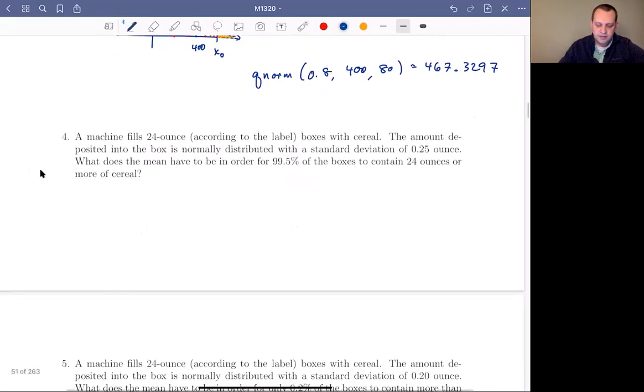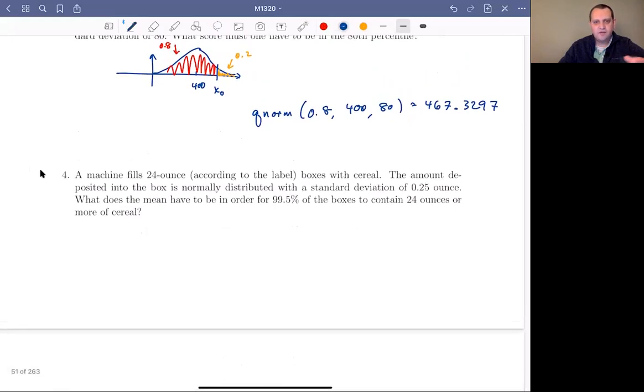All right, example 4 and example 5 involve the same idea. Imagine that you're running a distribution center, and your job is to take cereal that was produced and put it in boxes. The machines are set up so that you don't get exactly the same amount of cereal in each box. You get roughly the same amount, and the boxes are marketed as 24-ounce boxes of cereal. It turns out that the amount of cereal in any particular box is normally distributed, okay? The standard deviation of that distribution is 0.25 ounces, so a quarter of an ounce. We do not know what the mean is, okay?